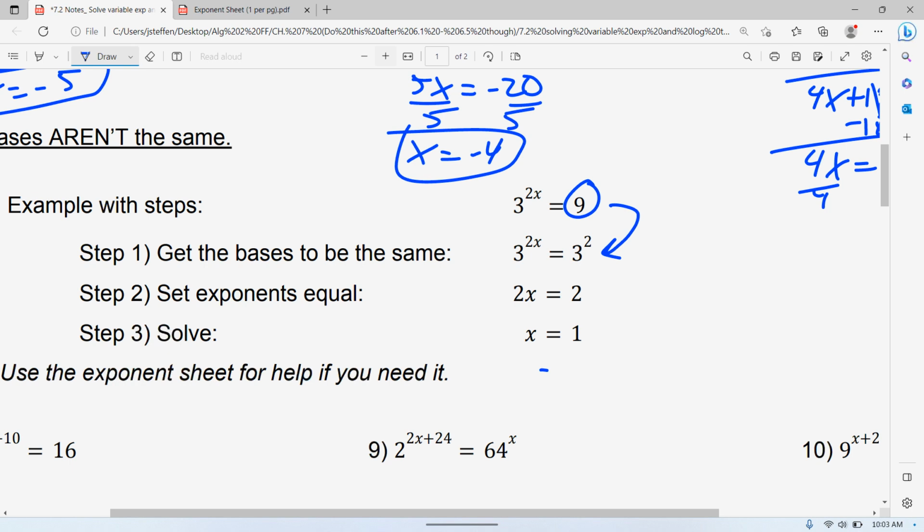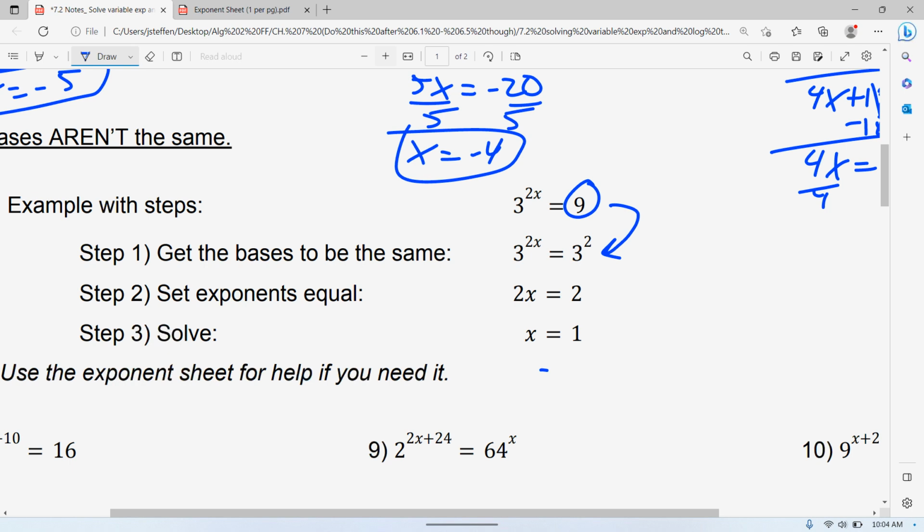So all I did was I took 9 out, but the thing I put back in was something equal to 9. And again, the reason I did that is because now they both have the same base. We will have some problems where we have to change those. We'll talk about that in a second.